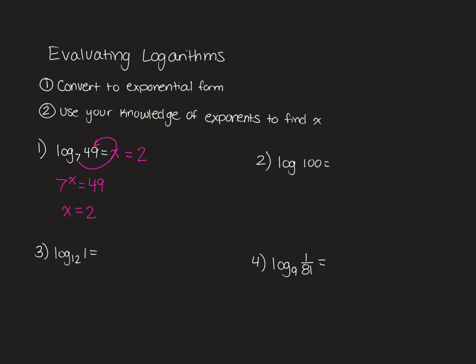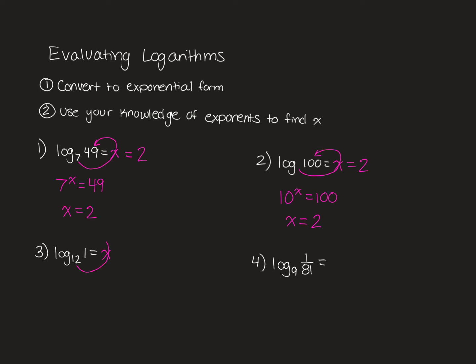Let's try number 2. If there's no base, it's base 10. Okay, so you can do your loop. 10 to the x is equal to 100. Well, 10 to what power is 100? That would be squared. So x is equal to 2. This log also equals 2.